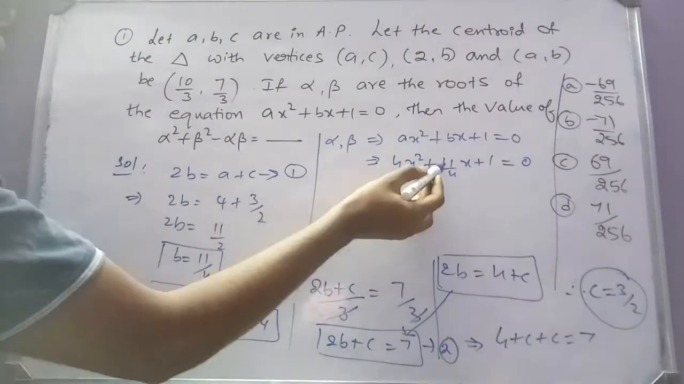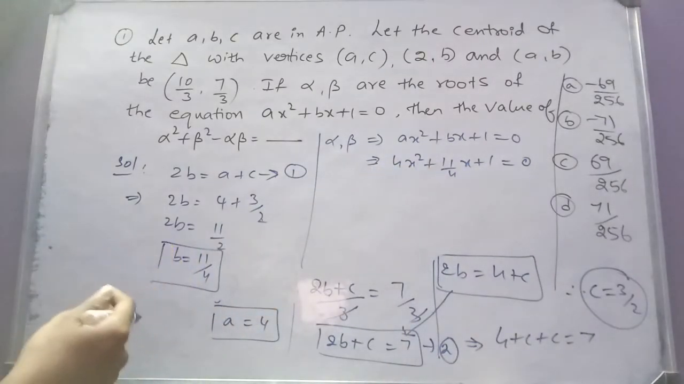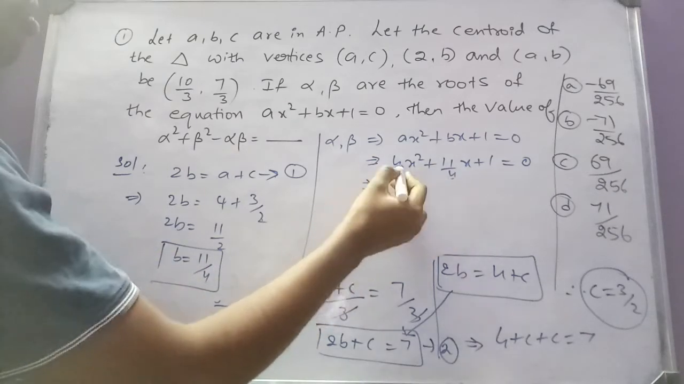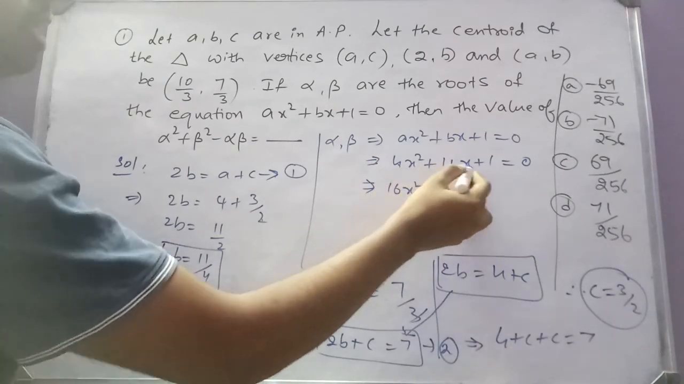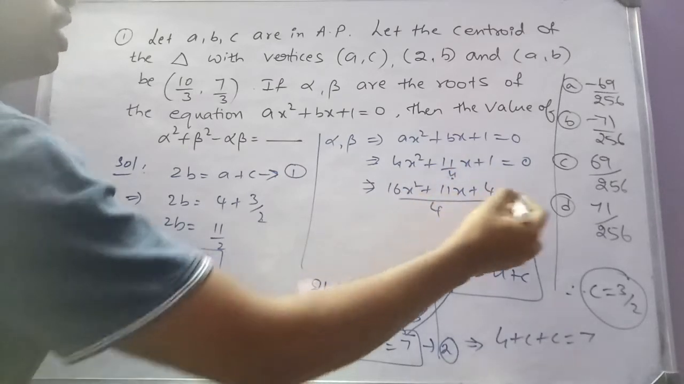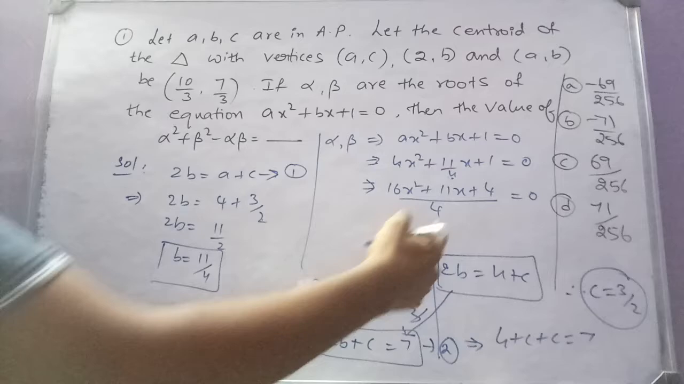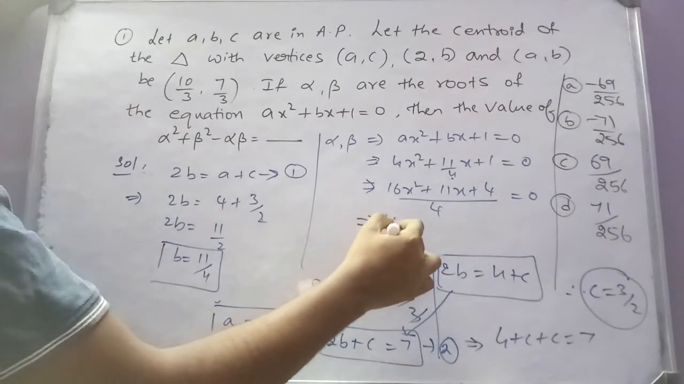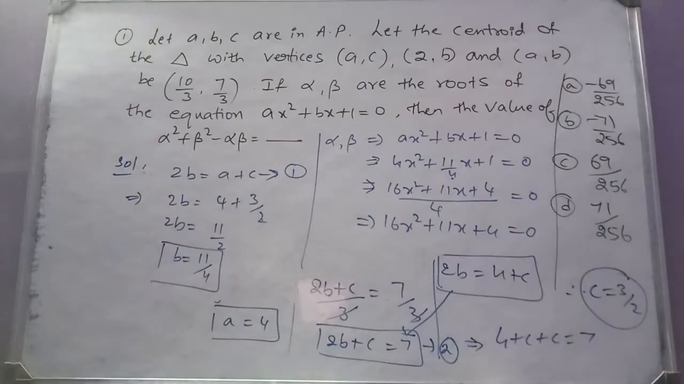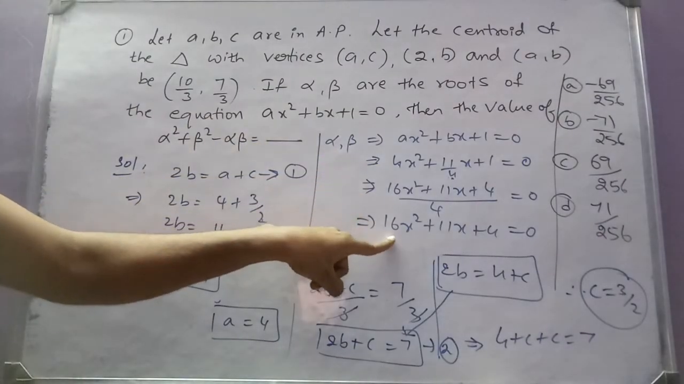So instead of keeping the rational coefficients, let me keep integral coefficients by taking the common denominator. 4 4s are 16x square plus 11x as it is plus 4 1s are 4, whole divided by 4 equal to 0. And the common denominator can be cross multiplied. So 16x square plus 11x plus 4 equal to 0. So it is observed that alpha, beta are the roots of this quadratic equation.